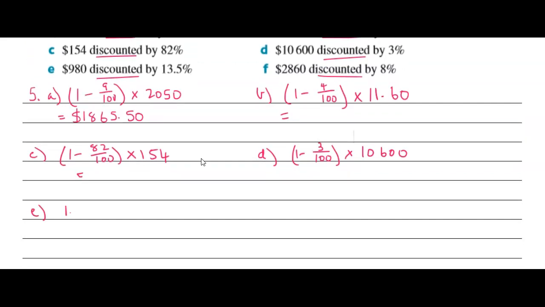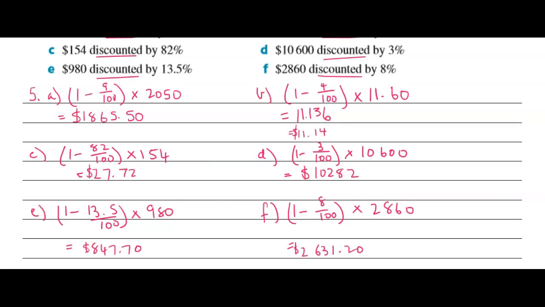So 1 minus 13.5 over 100 times 980. And then F, 1 minus 8 over 100 times 2,860. All right, so I'm just going to pause and do them on my calculator, but you should be doing them on your calculator as well. All right, so I've put all the answers in. Just be careful with your answers to decimal places.